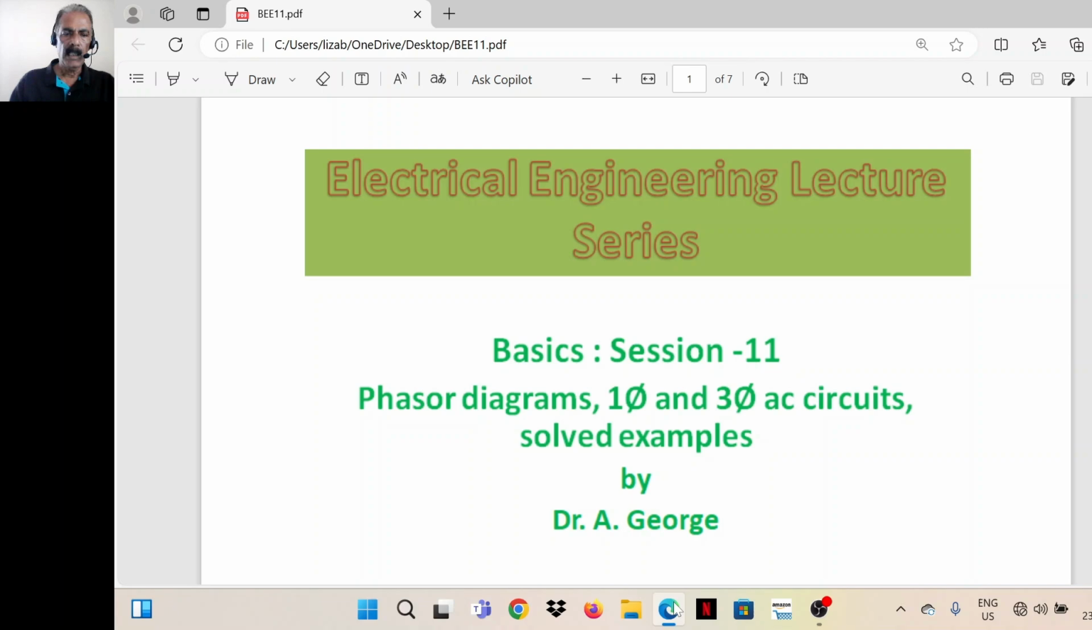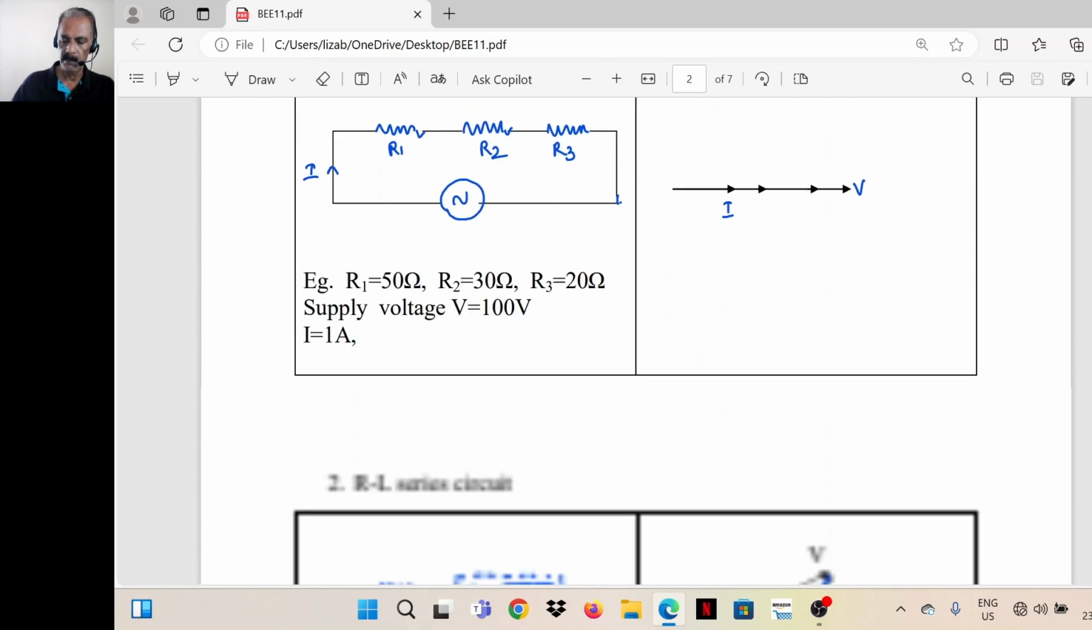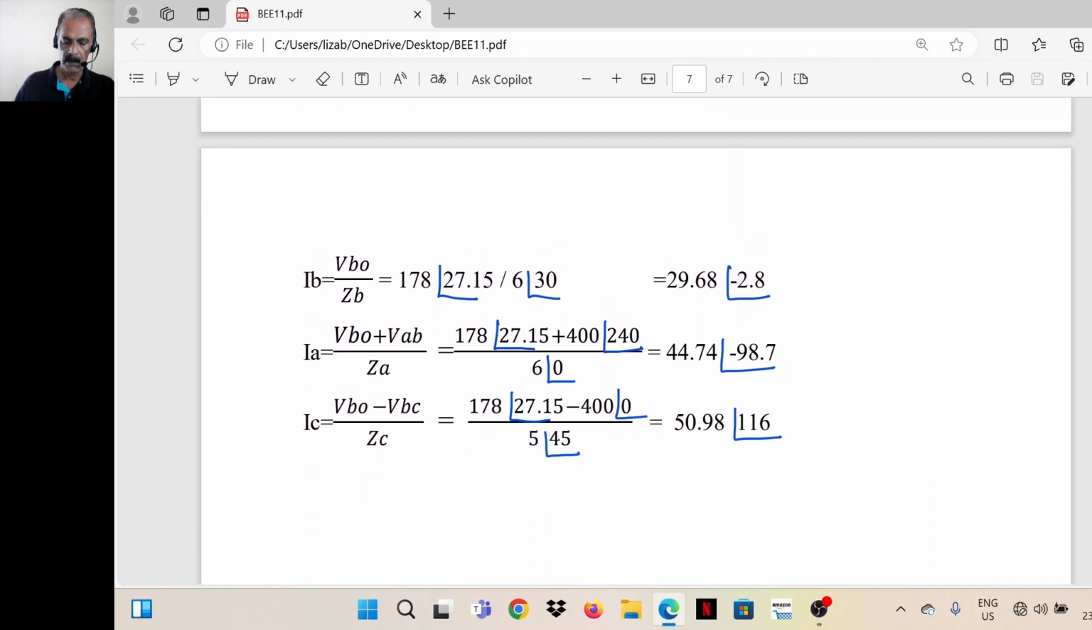So this is session 11. In this session, I'll be covering phasor diagrams, single phase and three phase AC circuits, with some solved examples in these topics. Now first I'll complete the star connected unbalanced load, which I left out in the previous session. Directly go to the problem.